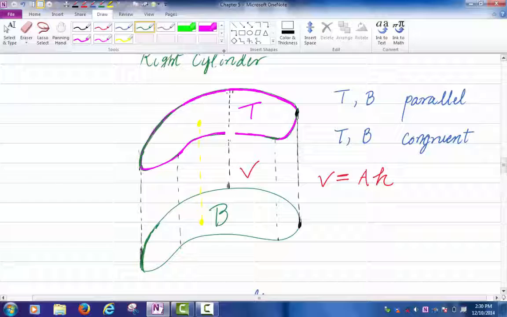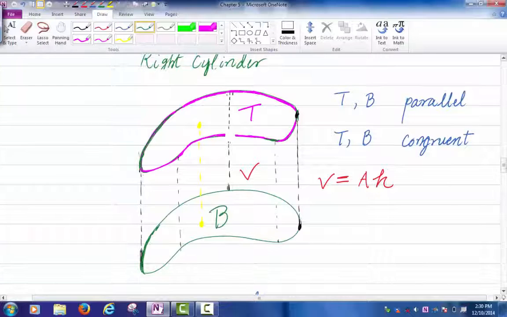Everybody's okay? Now, what would be the volume of a right cylinder? The volume of a right cylinder is the area of the bottom multiplied by the height. So here in the volume formula, H represents the height of the cylinder, A represents the area of the bottom, or you could say area of the top. They have the same areas.